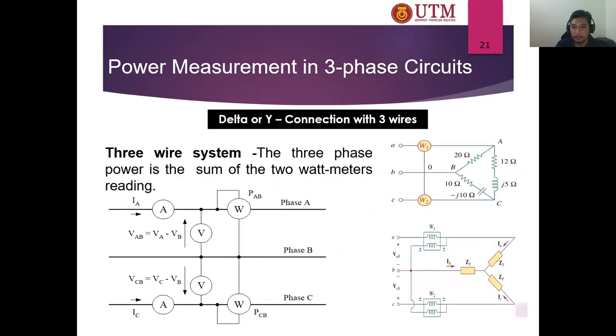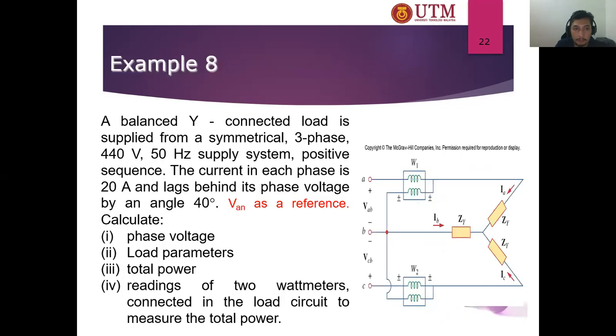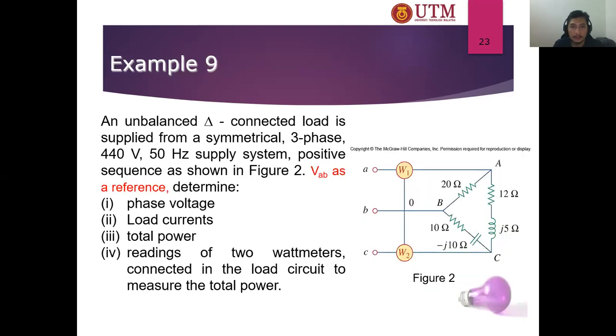And this is for the delta connection with 3 phases, 3 wires here. We can use the 2 wattmeter method. We have an example, which we can refer to in the textbook from Alexander and Sadiku. And also example 9 for the wattmeter method.